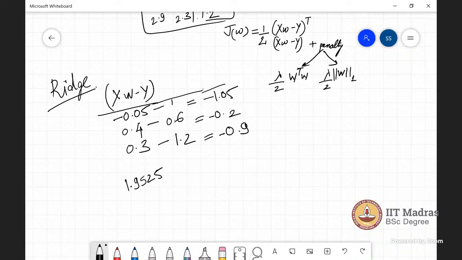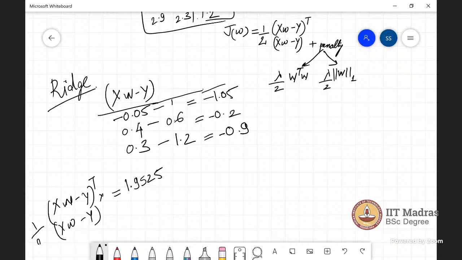So this quantity is (xw minus y) transpose (xw minus y). Great. So in order to get this first quantity's original value, we'll have to divide this by 2 and we'll get 0.97625. Is that right? Yes, that's correct. Okay, great. So this is the quantity that we computed. So the first half of the ridge problem is done.